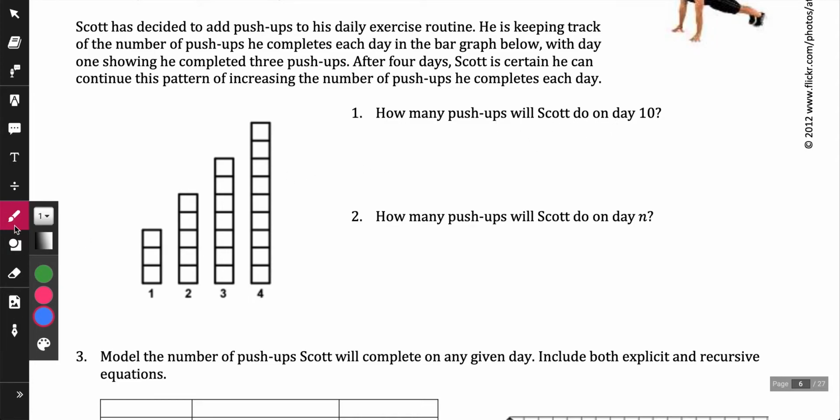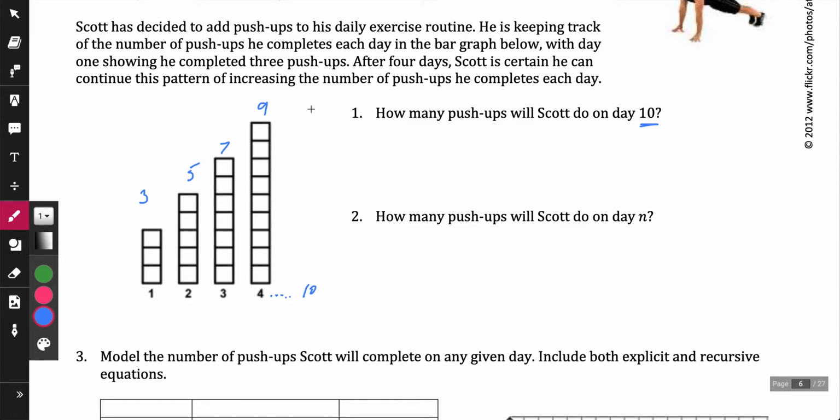So he is talking about a specific day. So on the 10th day, how many will he have completed? Well, let's look at this. He did 3, then 5, 7, and then 9, and he's going to continue that pattern through day 10. So I am trying to figure out how many he will have completed on day 10. So let's go ahead and look at this.